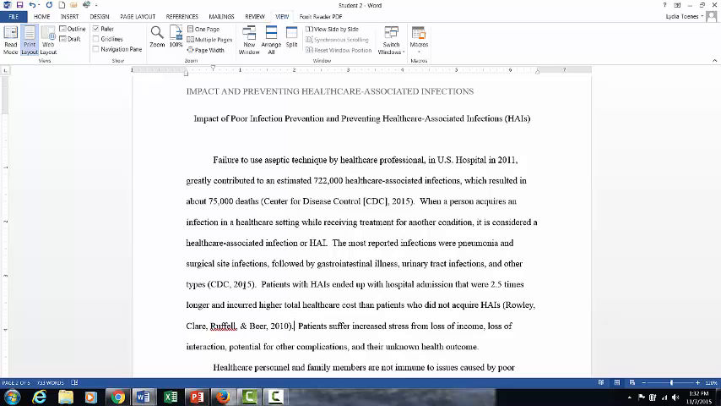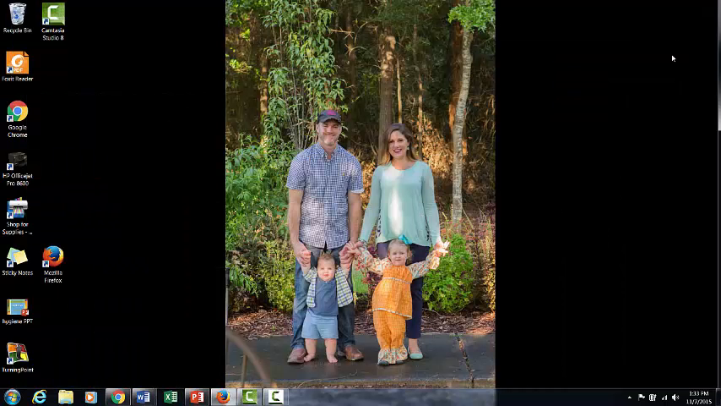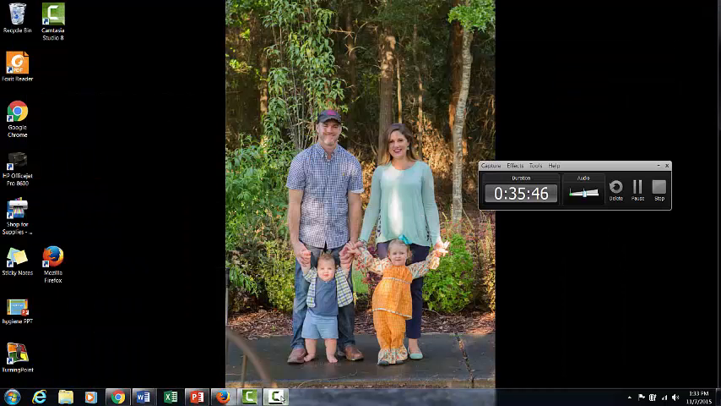Let's see. Oh, this one here. Right here, patients suffer increased stress from loss of income, loss of interaction, potential for other complications, and their unknown health outcome.